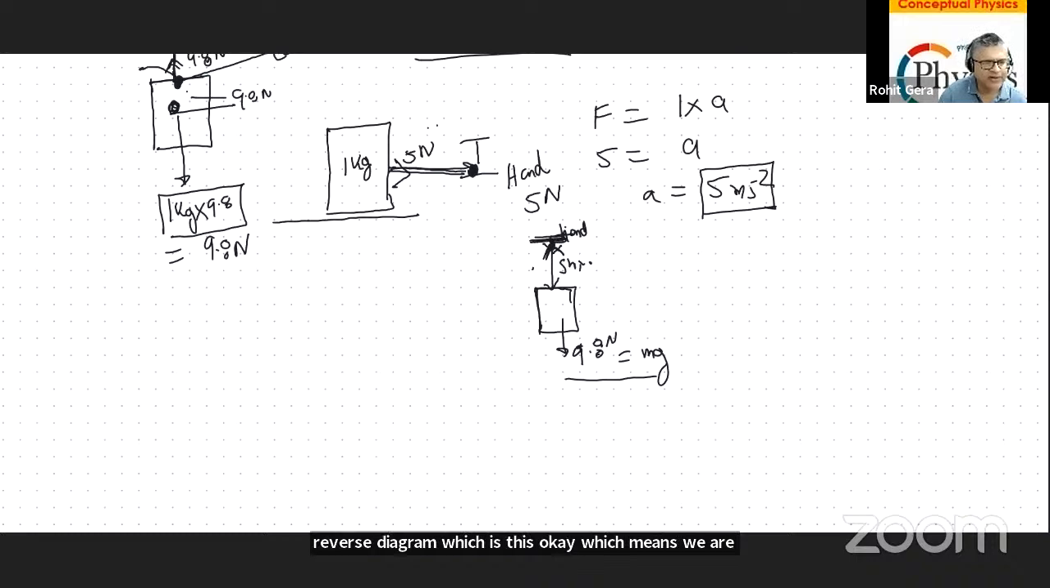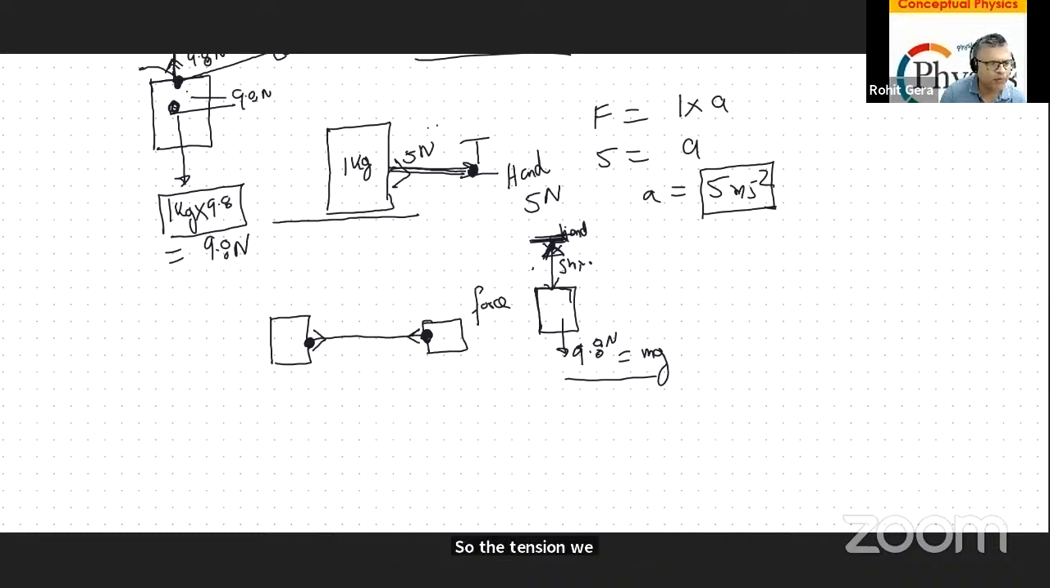This is the way. So if I draw this diagram again horizontally, this is my hand. The force with which I apply on the string travels to the block and appears like this, and on the hand it appears like this. So the tension we are worried about is always at the contact point, wherever the string is getting connected to something else. This is where you're worried about always.